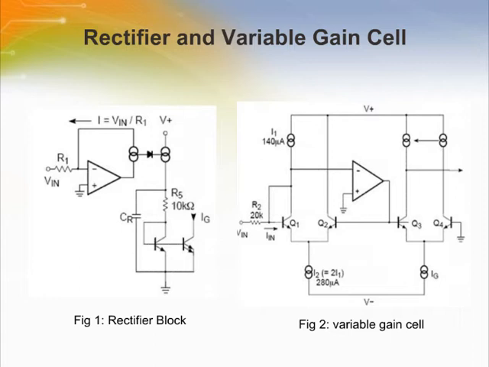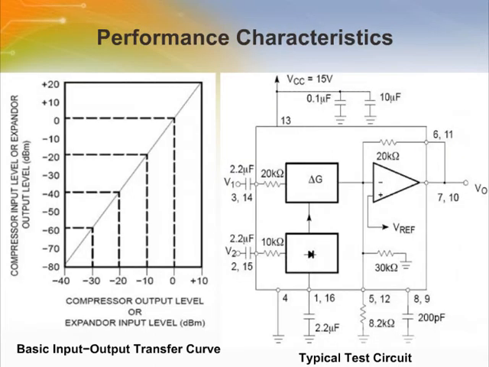Figure 2 is a diagram of the variable gain cell. This is a linearized two-quadrant transconductance multiplier. Q1, Q2, and the op-amp provide a pre-distorted drive signal for the gain control pair, Q3 and Q4. The gain is controlled by IG, and a current mirror provides the output current. This diagram shows typical performance characteristics illustrating the basic input-output transfer curve for a compressor or expander circuits.